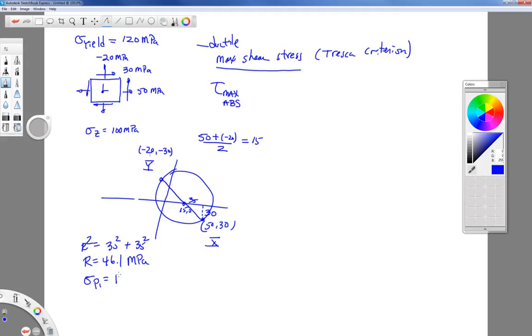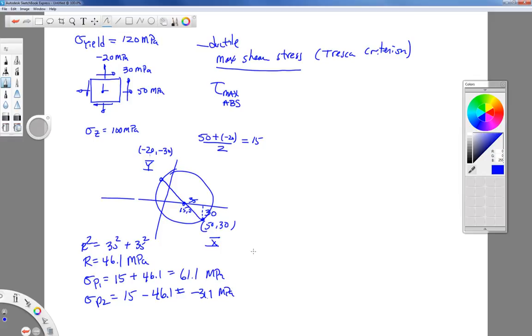let's go ahead and find that, would be 15 plus 46.1, 61.1, and sigma P2 would be 15 minus 46.1. That would be minus 31.1.